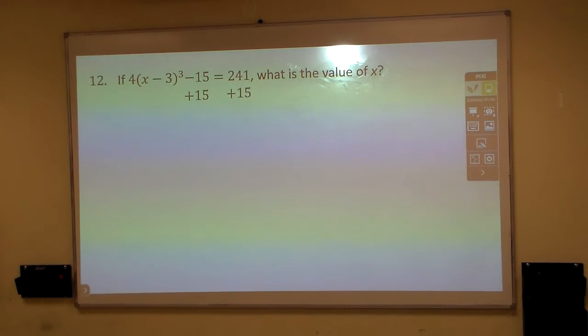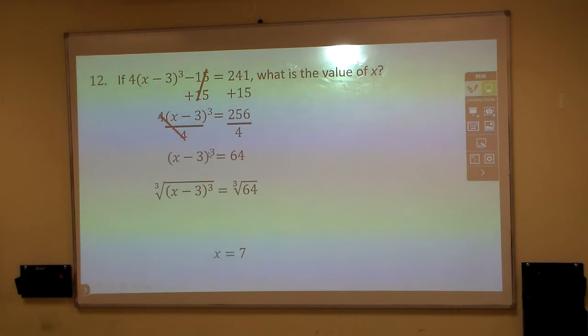Same thing right here I'm going to do. I'm going to add 15 to each side here, get rid of that. I'm next going to divide by the 4, which then makes that we have this x minus 3 cubed here. It equals the 64. Now, to solve this, I'm going to cube root this. I have it cubed, so I'm going to go the opposite way. I'm going to cube root it, which means the cube root of that would be, I got a little ahead of myself there, x minus 3. You add 3 to each side, and your answer will be 7.